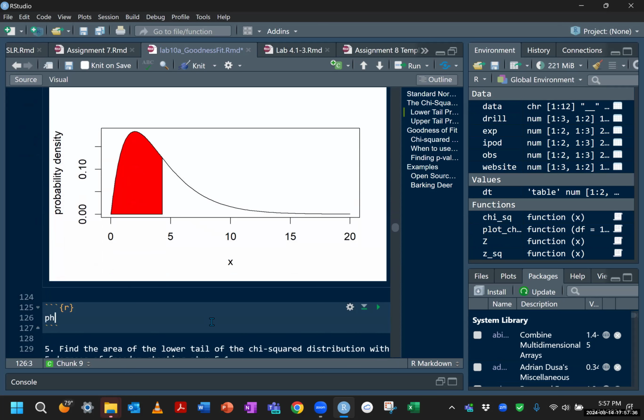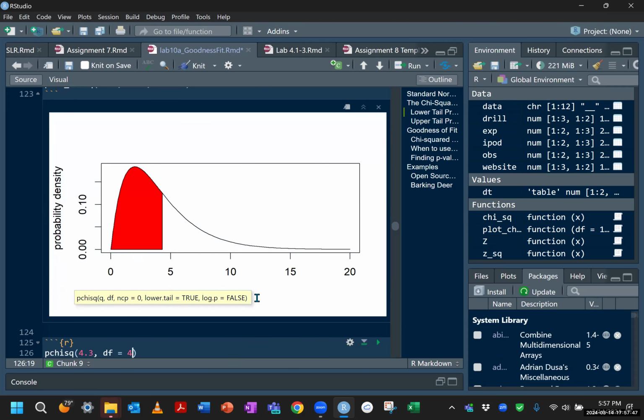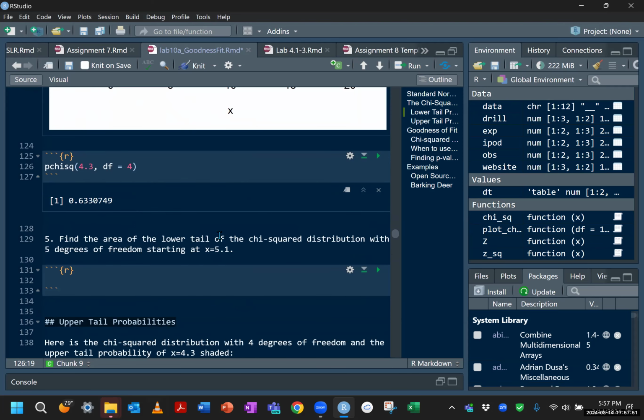Using pchisq, the cutoff is 4.3. And the degrees of freedom is, did we say 4? Yeah, 4. There you go. Check your work. All right, and I'll let you do the last one on your own.